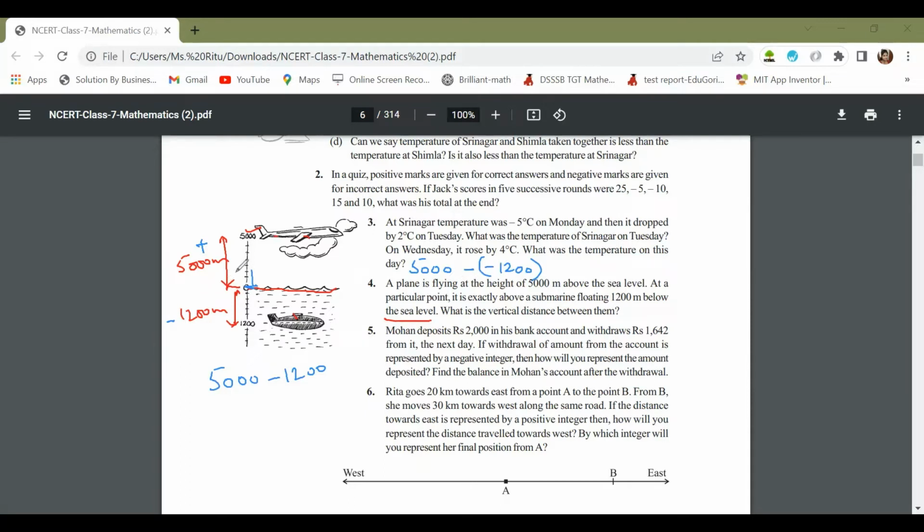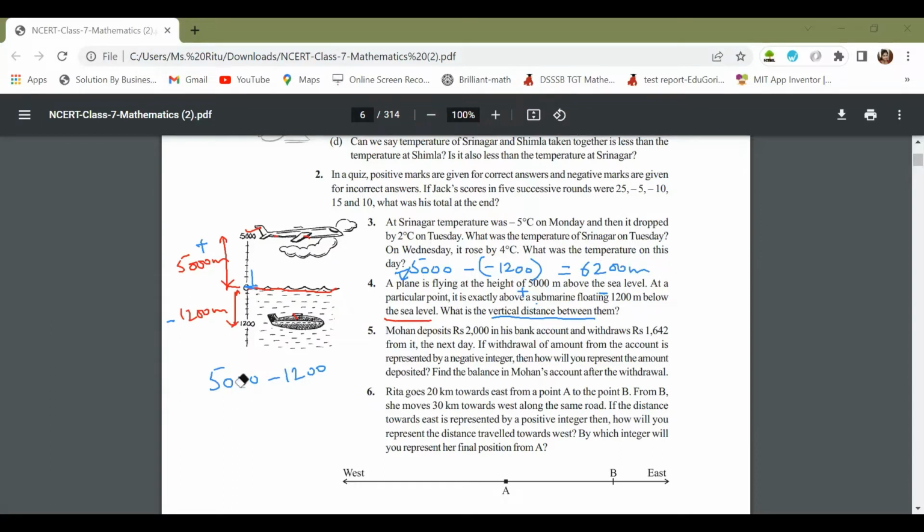So what you will write, the lines should depend upon like this. Plane flying at the height of 5,000 meters above the sea level. This line you will write. Then after that, submarine floating 1200 meters below the sea level. After that, you will write vertical distance between them equals 5,000 minus 1200. Okay. So when you write height of 5,000 meters above the sea level, write this 5,000 in a plus way and write this 1200 in a minus way because it's below the sea level. Okay. And then solve it. You will get the answer as 6,200 meters.